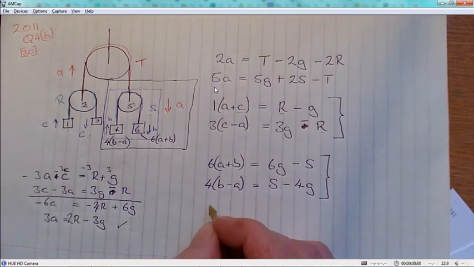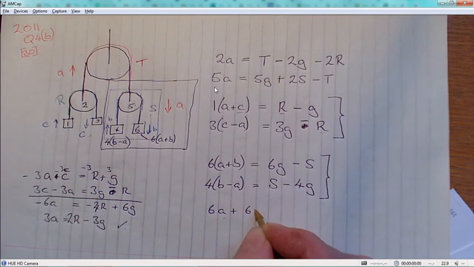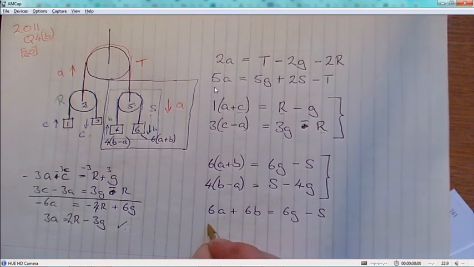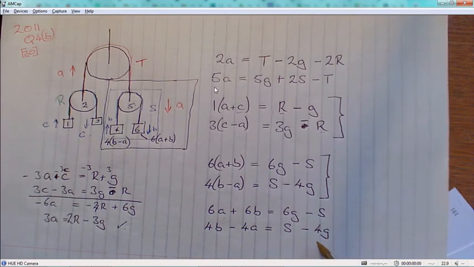So we've got 6A plus 6B is equal to 6G minus S. I've got 4B minus 4A is equal to S minus 4G. Now you're very tempted to get rid of that S as we combine them. We used to always do that, but in this case we're not looking for that. We're trying to preserve the S, and what we want to do is get rid of this other unknown. That's our target.